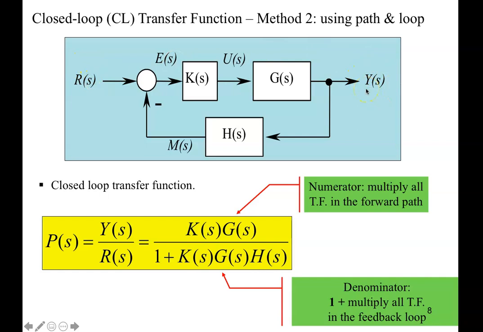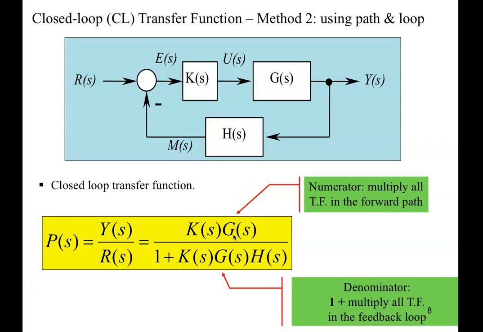Now, first thing we need to do is to find the transfer function in the forward path. Forward path consists of R going through the summing block, going through K, going through G, and then you get to Ys. So there are really two blocks there. Identify every single block in the forward path, multiply them together. You put that in the numerator. That's my K times G.